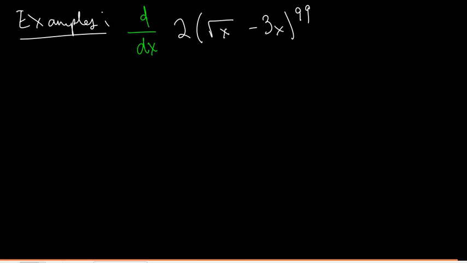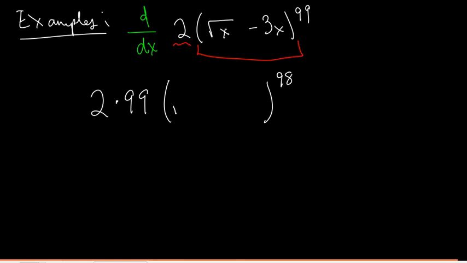So here we go. We want to take the derivative of 2 times the quantity square root of x minus 3x to the power 99. How is this going to go? Well, we know the outer function is the power function. So what we're going to do is take the derivative of the outer function first. So here's the outer function, just this part, and the stuff inside the parentheses is the inner function. So we take the derivative of the outer function first, that's just power rule, 2 times 99 times whatever's inside to the 99 minus 1 power, that's just 98. So we plug the rest of the stuff in there. So it's just ordinary power rule, and now here comes the chain.